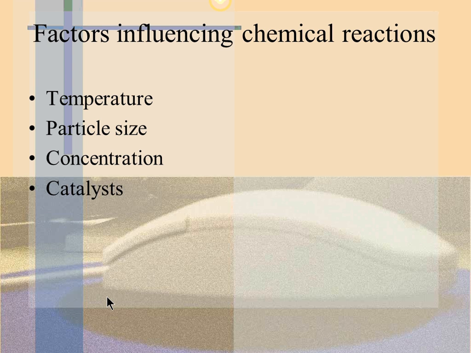Particle size: the smaller the particles are, the faster they are able to react. They're able to move about much faster. So smaller particles react much faster. Concentration: the more concentrated the elements that are reacting, the quicker and faster the reaction will be. If you have less of the elements, obviously the reaction is not going to be that much.